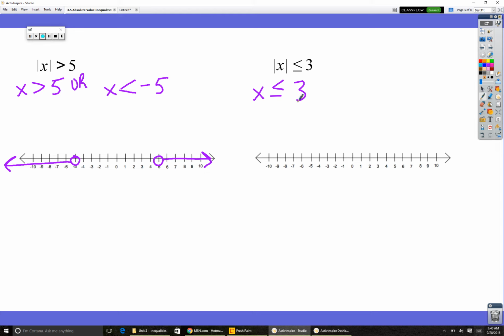And Gretchen, what would my second inequality be? X is greater than or equal to, flip the sign, -3. Good. So we flip the inequality sign, we make it negative. So graphing that, I have x is less than or equal to 3, x is greater than or equal to -3. This is an and inequality. So you could write the word and in there, or you could express it as -3 is less than or equal to x is less than or equal to 3.